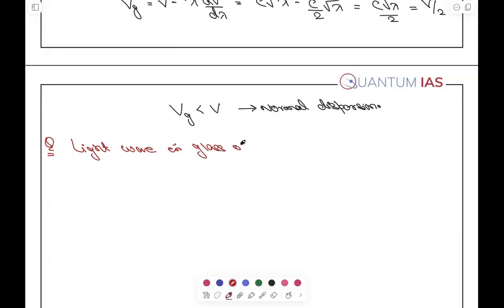Light wave in glass or medium given, shows dispersion, where n is equals to a plus b by lambda square. दो कौन सा आ रहा है?